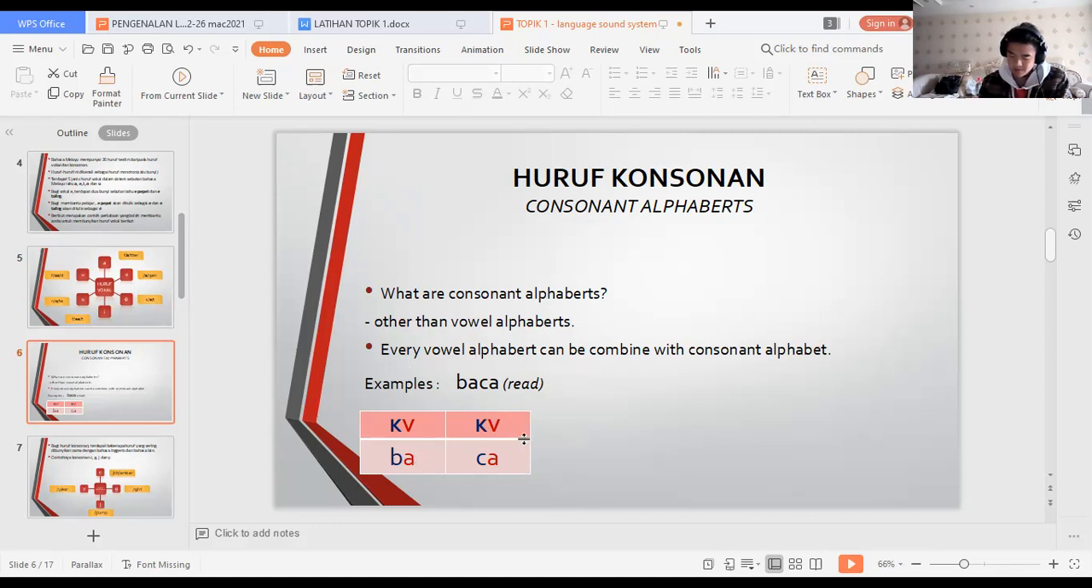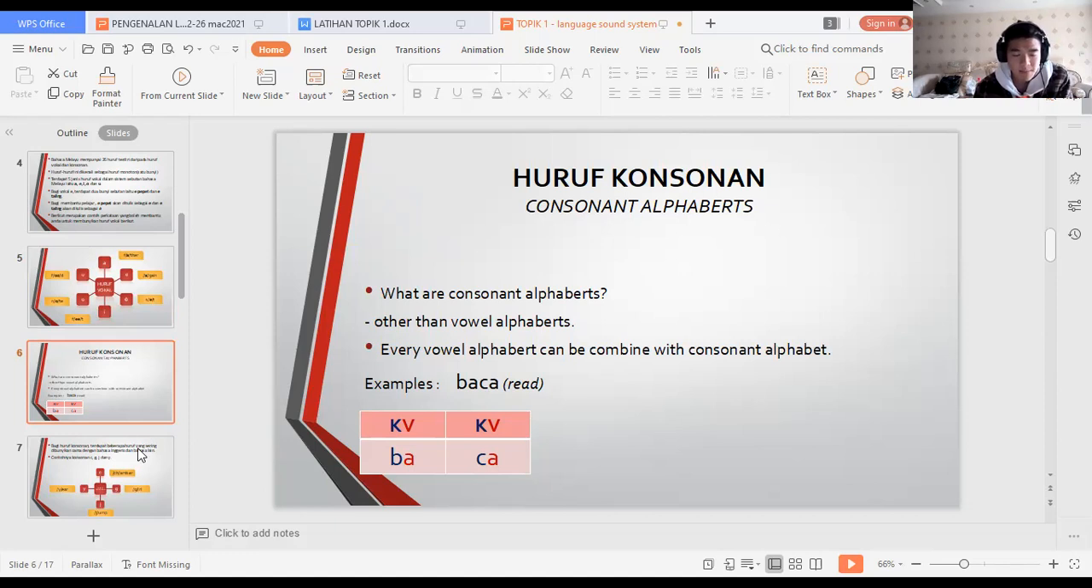And another one, C, A, cha. This is very important. So, ba and cha. The combination ba and cha makes one word, baca. In Bahasa Melayu, the meaning is read. Ba is one syllable, cha is one syllable.